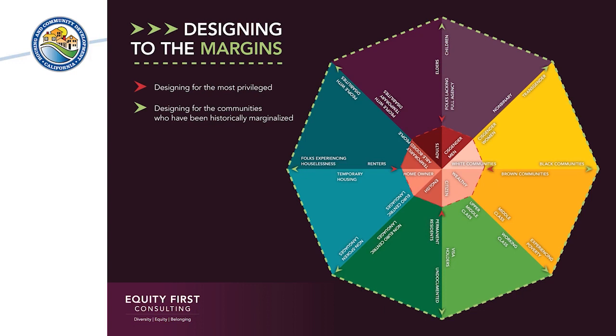Moving out towards the margins, you'll notice cisgender women, non-binary folks, and transgender people. And transgender means people for whom the gender assigned at birth does not match their gender identity.